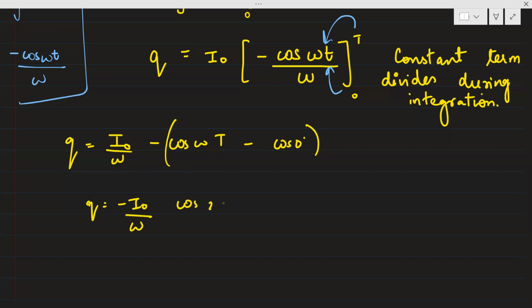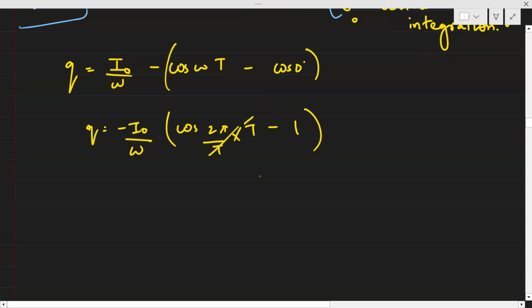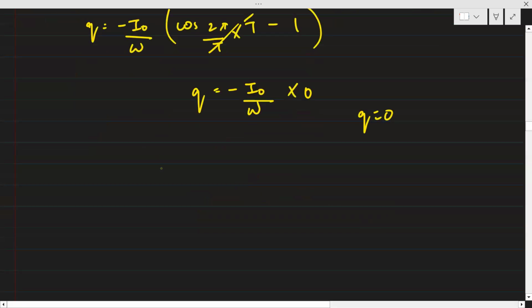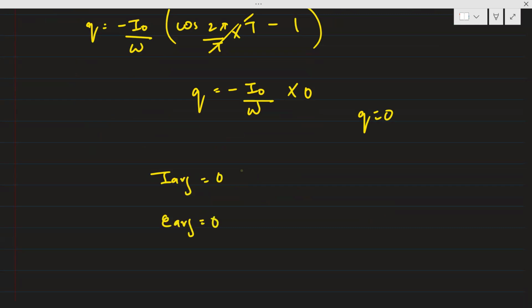Now Q will be minus I naught by omega times cos 2 pi by T, see, omega can be written as 2 pi by T, into T, minus 1. See, cos 2 pi is also equal to 1. So, class, basically 1 minus 1 is 0. So the charge is coming 0. If the charge is 0, it means the average current will also be 0. Current 0 means average EMF will be 0. It proves that the average value over a full cycle for an AC generator is 0, for current and EMF.